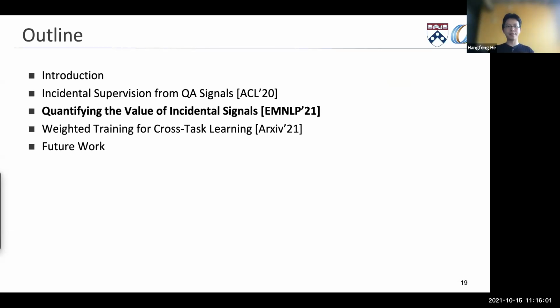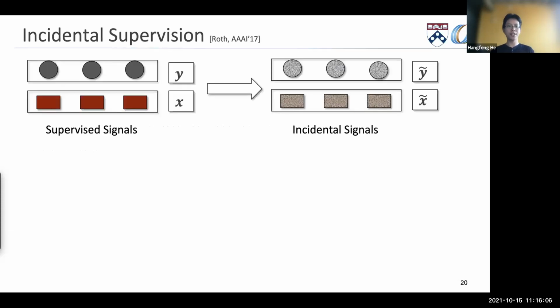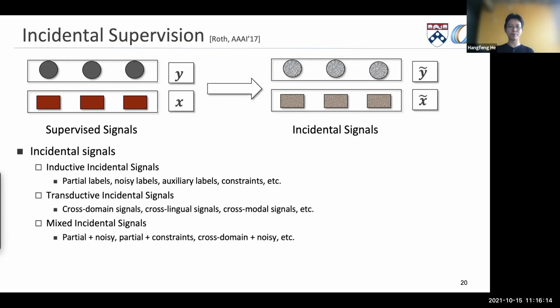Now let's look at the second part, quantifying the value of incidental signals. The key for incidental supervision is to use incidental signals x tilde, y tilde instead of supervised signals x, y. Based on the terminology in transfer learning, we use inductive incidental signals to denote the signals with quite different labels, namely y tilde compared to y, such as partial labels and noisy labels. Similarly, we use transductive incidental signals to denote the signals with quite different inputs, namely x tilde compared to x, such as cross-domain signals or cross-lingual signals.